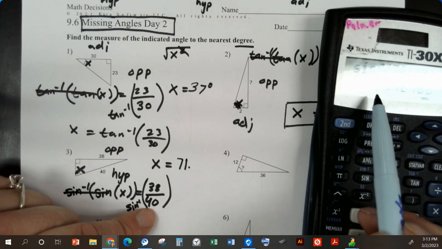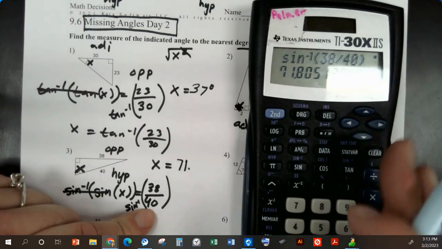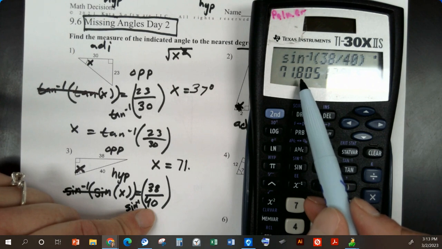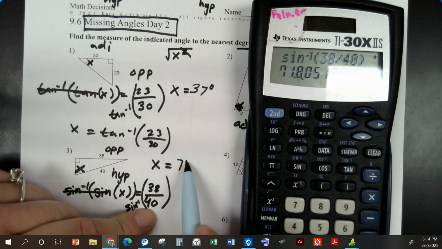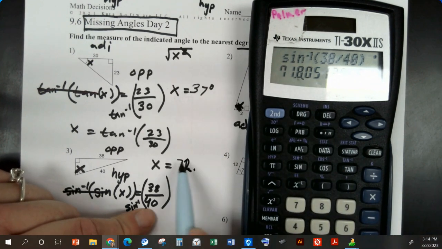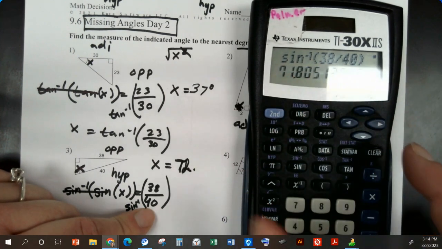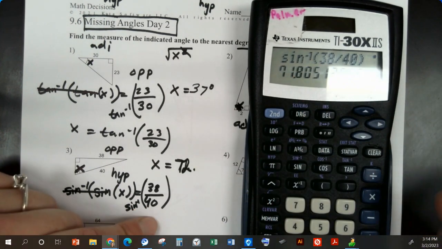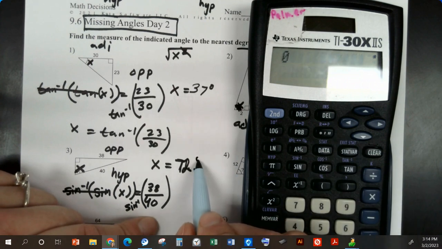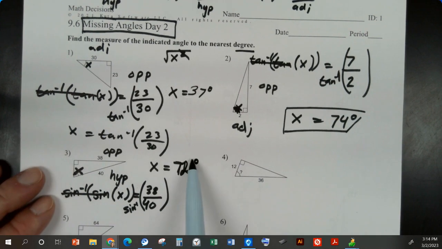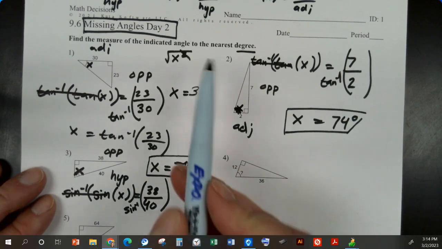Oh, but we're rounding to the whole degree. Oops. So this first decimal is bigger than 5. So we're going to round up. So we're going to round to 72. I just forgot we were doing that. Okay, round to the nearest whole degree. 72. Oh, we also want to label this as degrees. Okay, questions on that?